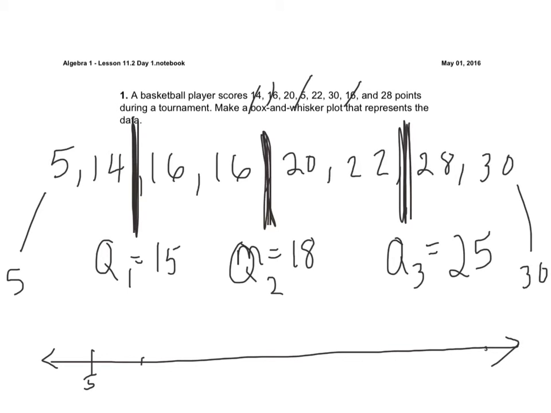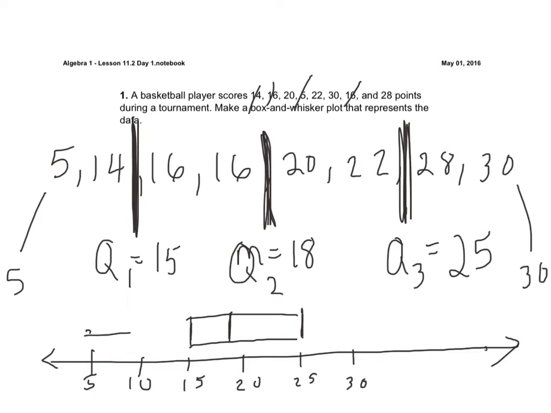So I have 5, 10, 15, 20, 25, 30. I draw my median line at 18. My Q1 is at 15. My Q3 is at 25. So I make my box. And now I have a whisker at 5, my least value, and my greatest value is 30, and I draw my whisker out there. And so there is my box and whisker plot that represents that set of data.